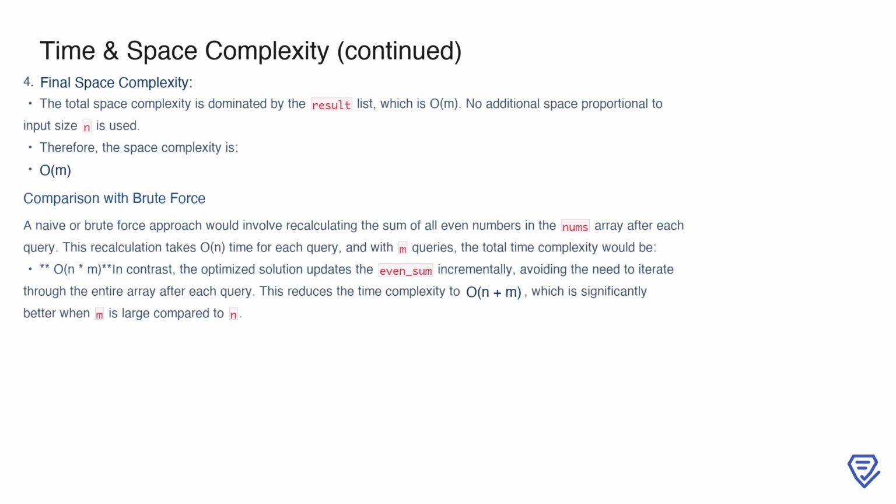To put this into perspective, let's compare it with a brute force approach. A naive solution would involve recalculating the sum of all even numbers in the nums array after processing each query. This recalculation would take n time per query, and with m queries, the total time complexity would balloon to n times m. In contrast, the optimized solution avoids this inefficiency by updating the even_sum incrementally with constant time operations. This reduces the time complexity dramatically to n plus m, making it far more efficient, especially when the number of queries is large relative to the size of the array.